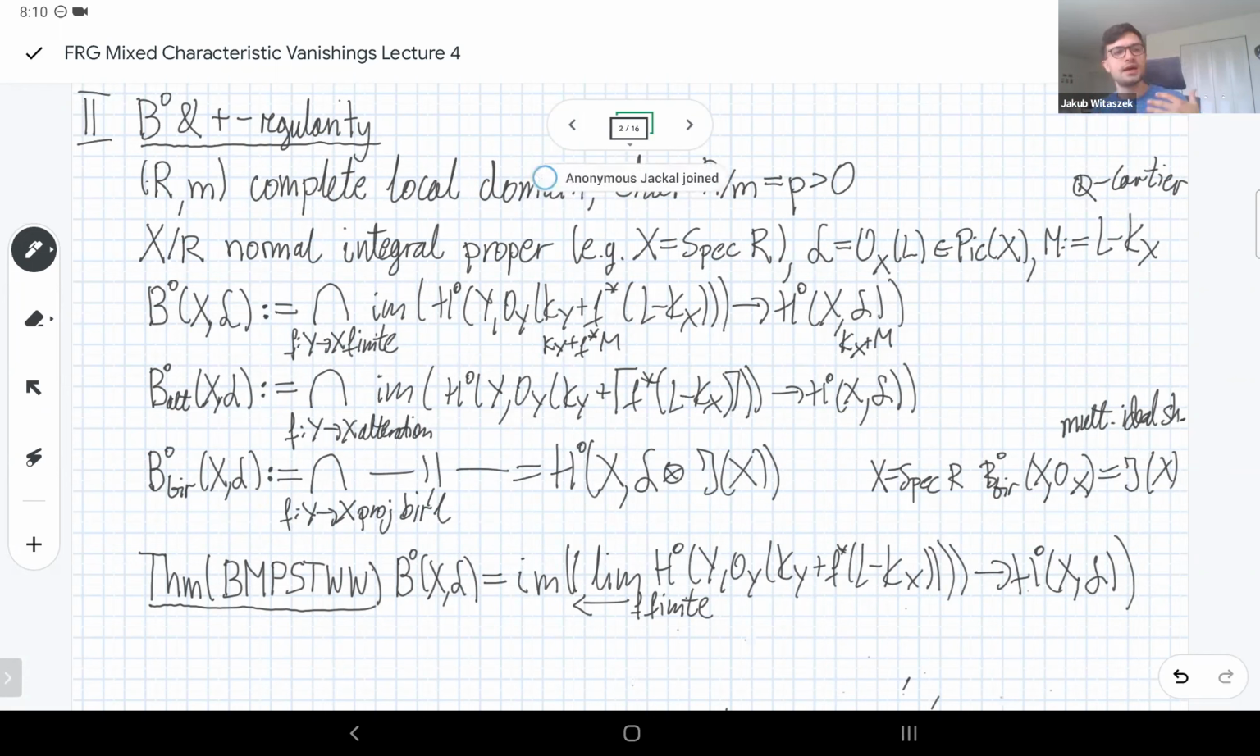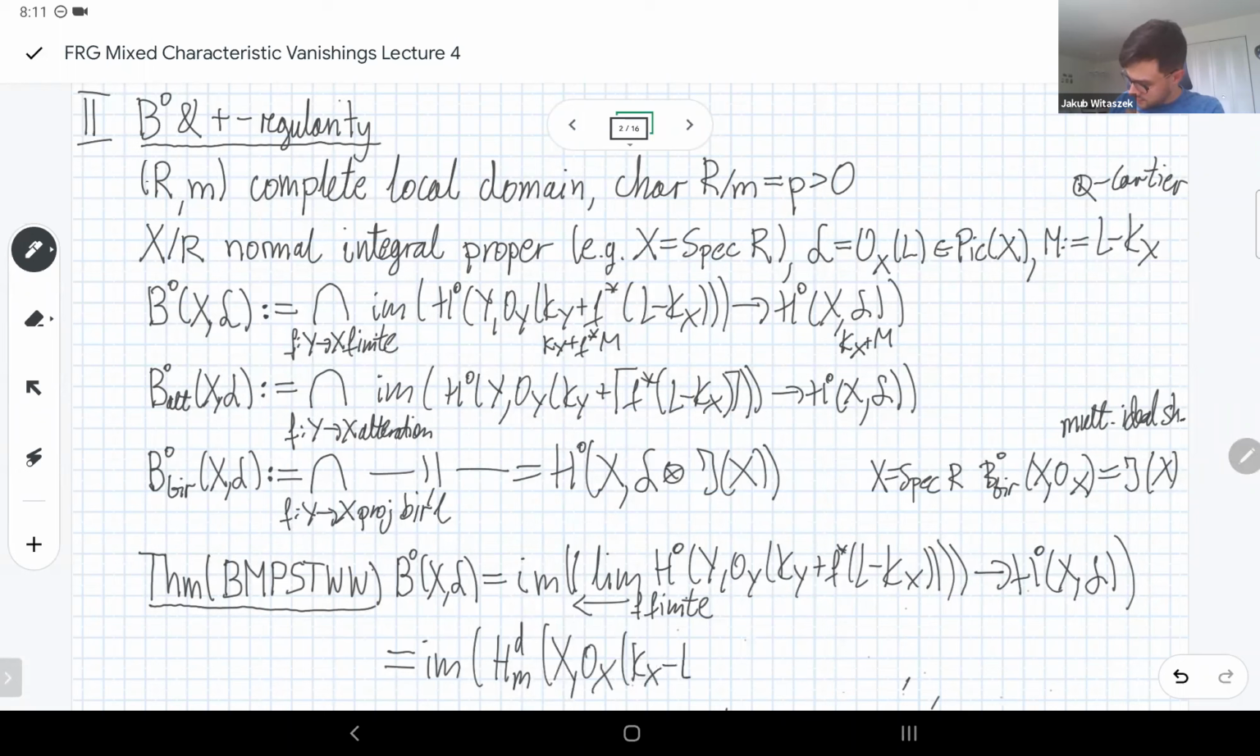In a way, we can go even a step further. As I said before, it's still hard to work with limits, so we really want to have an intrinsic object to work with. And that's going to be defined via Matlis duality as the appropriate local cohomology of X^+. So this, in fact, is also equal to the image of H^D_m, where D is the dimension of X, of (X, O_X(K_X - L)) into H^D_m(X^+, O_{X^+}) of the pullback of K_X - L.